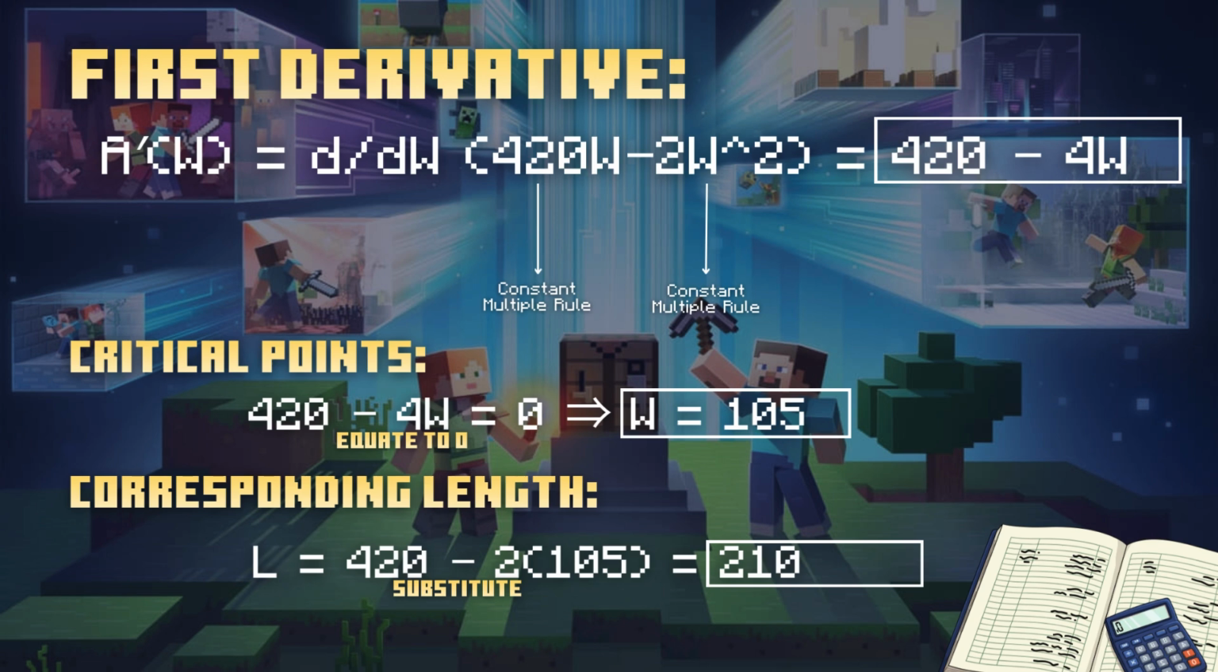Next, we have to find our critical points. So 420 minus 4W is equal to 0. By equating to 0, we will divide both sides by 4. So our width, or W, is 105. Our corresponding length is that L is equal to 420 minus 2 times 105, the equation earlier, so our answer is 210.